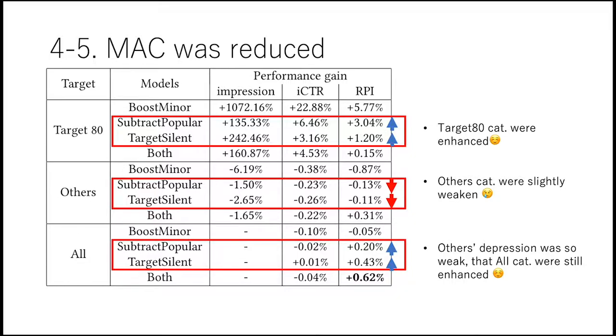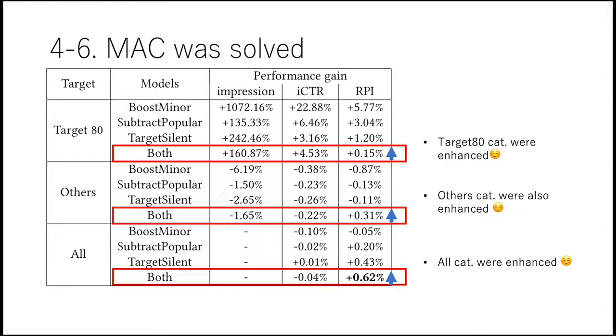This result indicates that MAC was still existent, because other categories were weakened, but total RPI was enhanced and MAC was reduced. And this is the last result. In both models, every group of categories was enhanced. This means that both models can enhance minor category without causing MAC and result in the highest RPI gain compared to the baseline model. This is a good result.